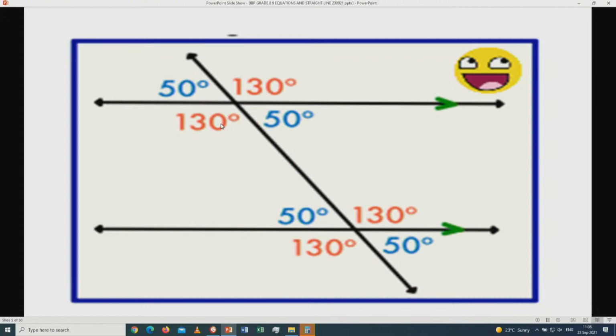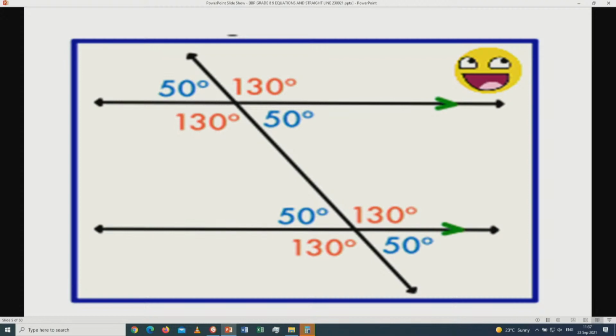Again, as a reminder, vertically opposite angles are equal. And because these lines are parallel as well, we spoke about parallel lines. Corresponding angles: what do we mean by corresponding angles? These two angles are both above the parallel lines and on the right of a transversal. So they've got something in common. Above the parallel lines and both on the right side of a transversal line, we call them corresponding angles.